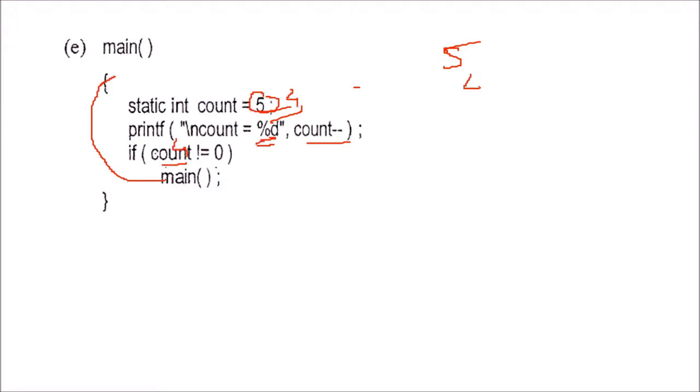So 4 will be printed here. 4 minus minus is 3. Again this will go on and on till 0. So 5, 4, 3, 2, 1 will come till 0.